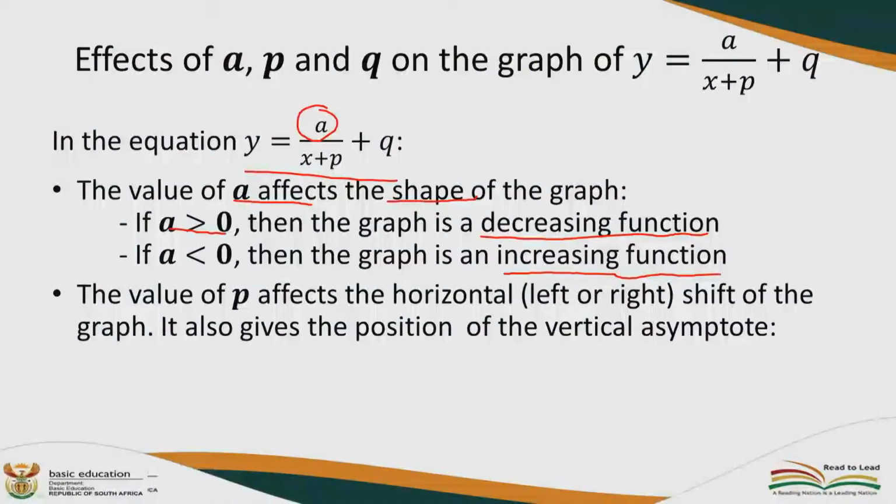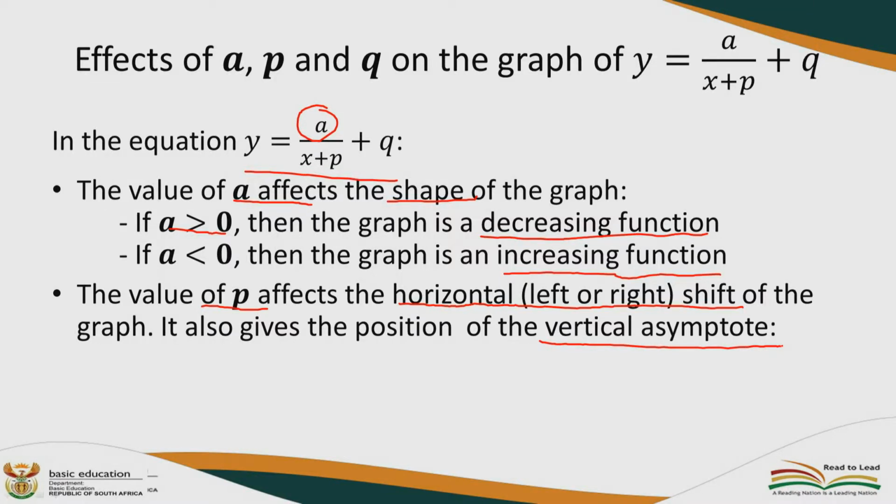Now, the value of p in your equation will affect the horizontal shift of the graph. So this will tell you whether you should shift your graph to the left or to the right. It also gives you the position of the vertical asymptote. So from the value of p, you are going to get the position of your vertical asymptote.